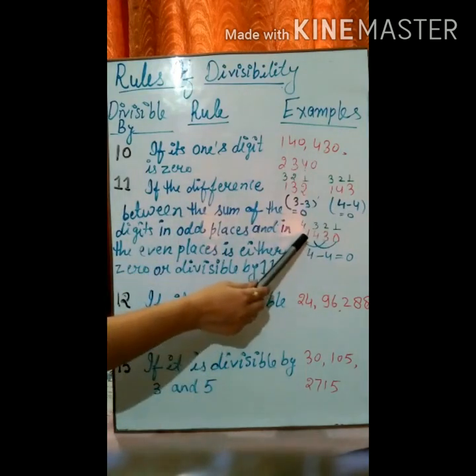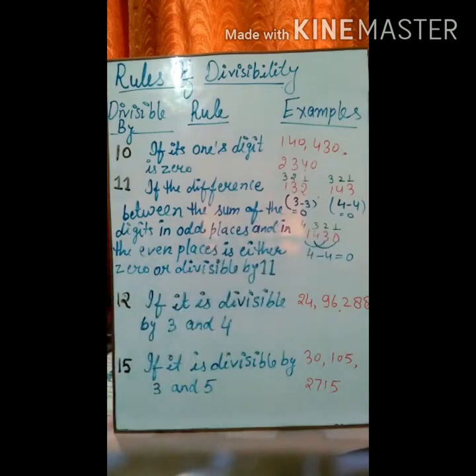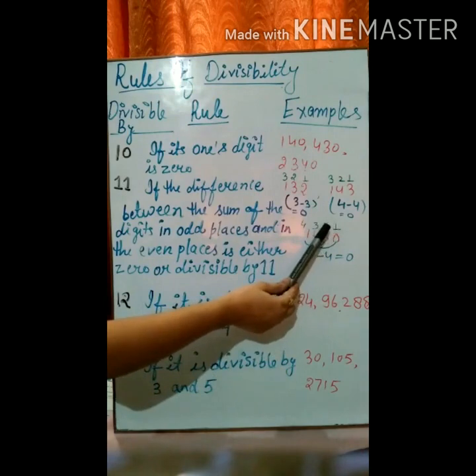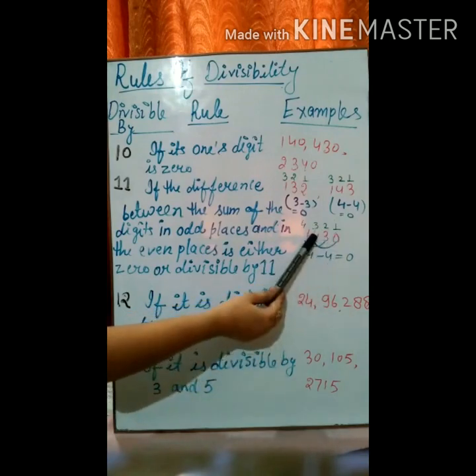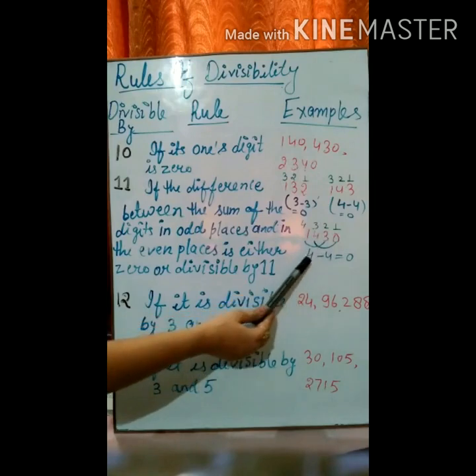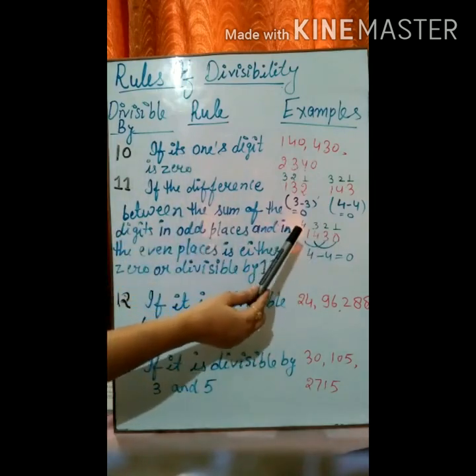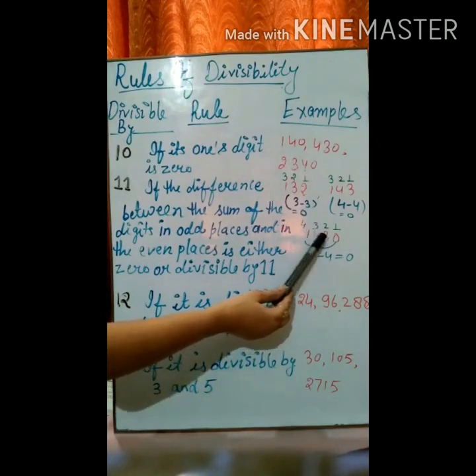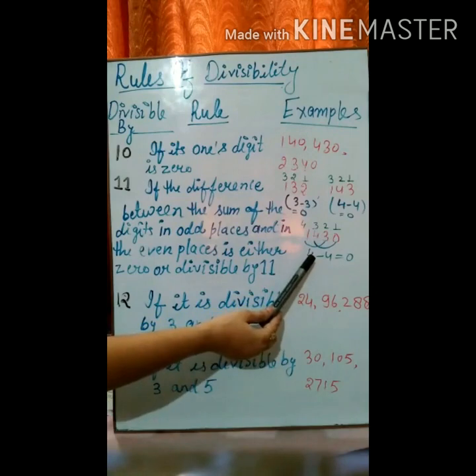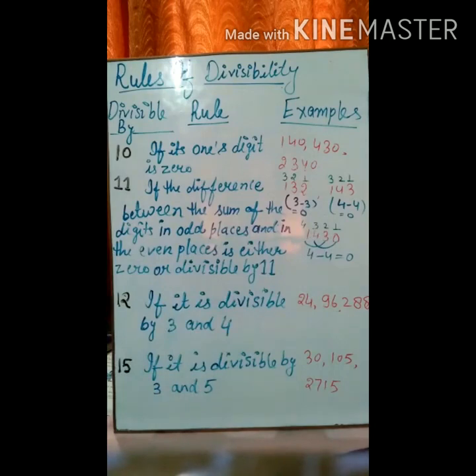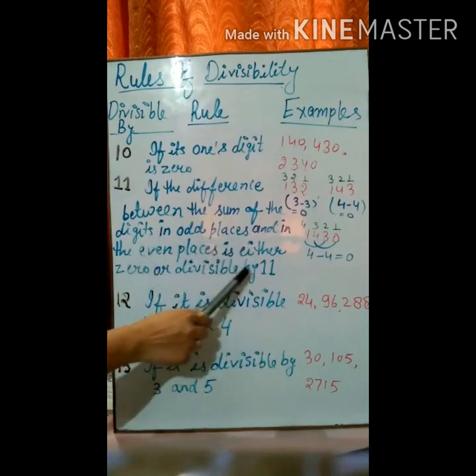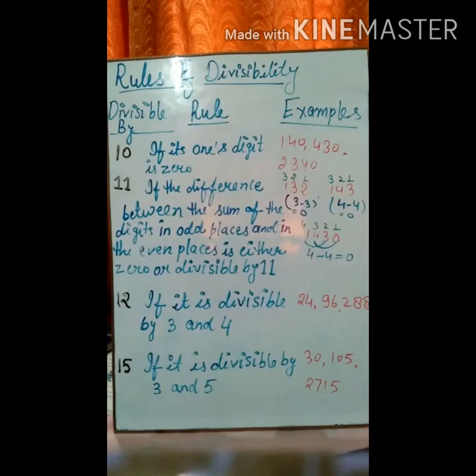Next, 1430. Number is what? 1, 2, 3 and 4. The digits in the odd places 0 and 4. 4 plus 0 is how much? 4. And the digits in the even places 3 and 1. 3 plus 1 is equal to how much? 4. So the difference, 4 minus 4, is equal to 0. When the difference between the sum of digits in odd places and in the even places is either 0 or divisible by 11, then we will say the given number is divisible by 11.